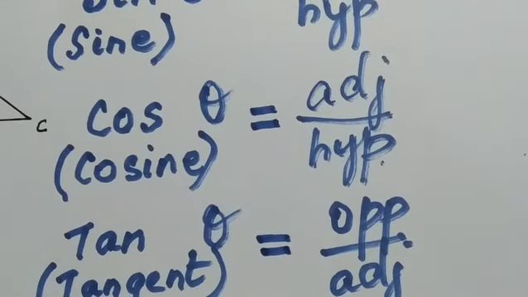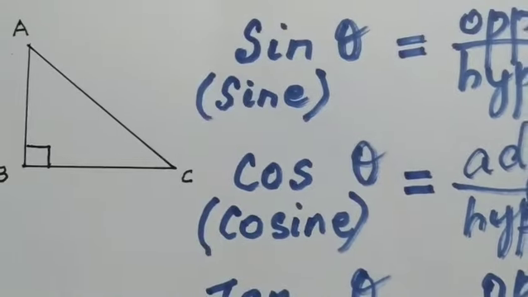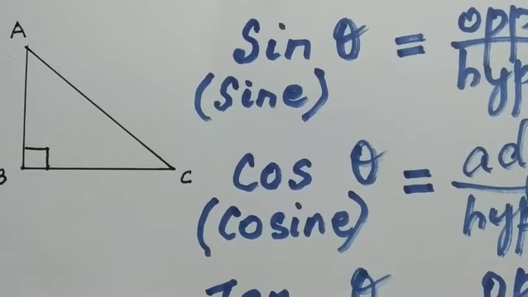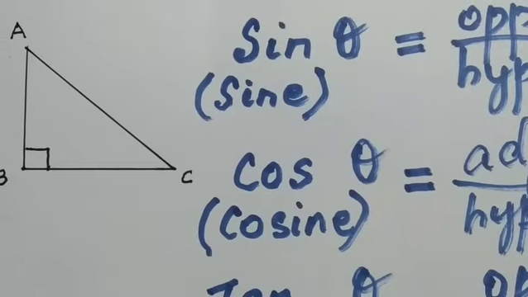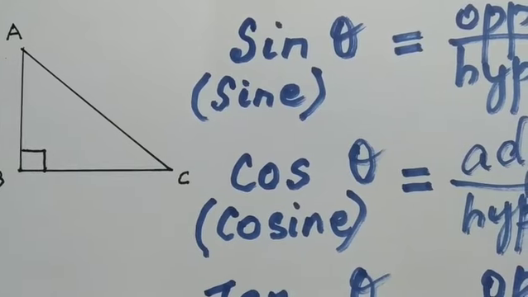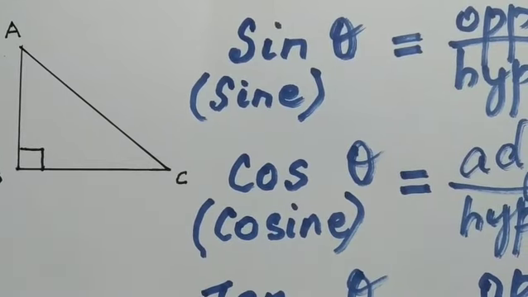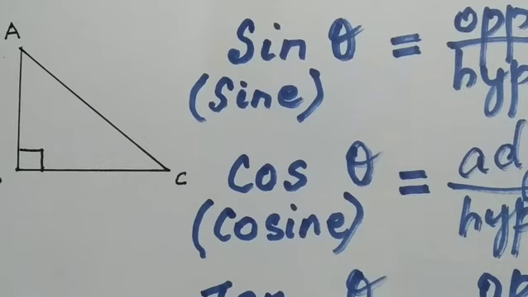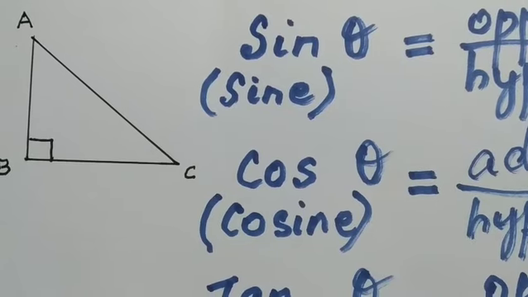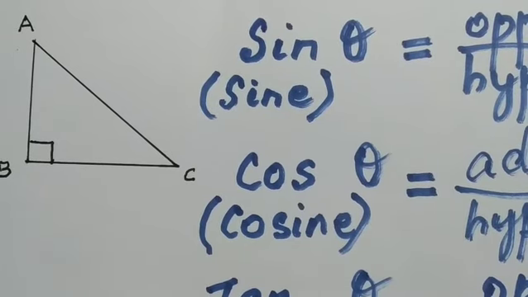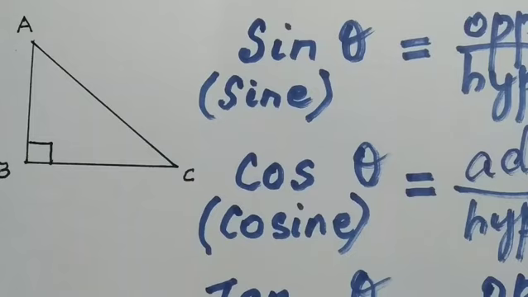Now, there are three more ratios which can be derived from sine, cos and tan. Basically, the inverse of sine, cos and tan will give you the next set of trigonometric ratios. But here we take a break and then we continue with the next three set of trigonometric ratios.